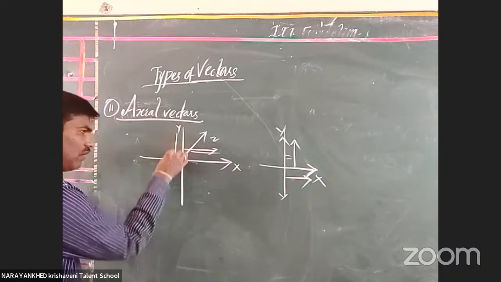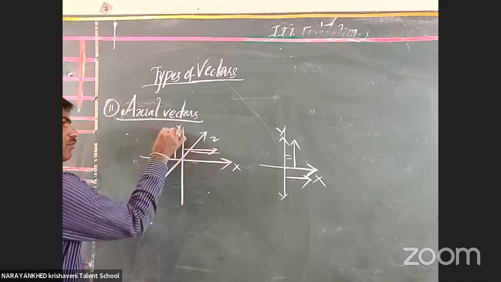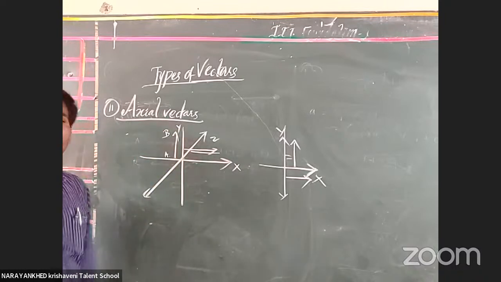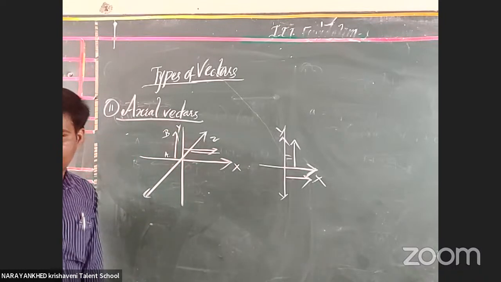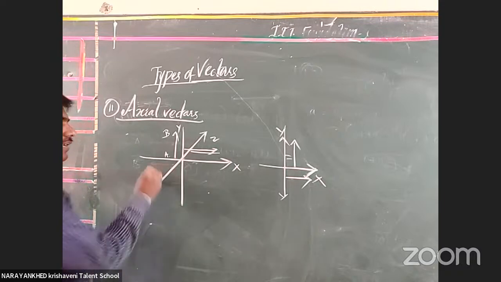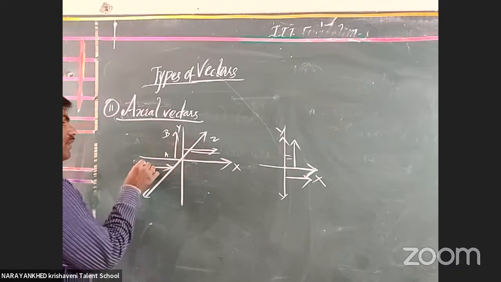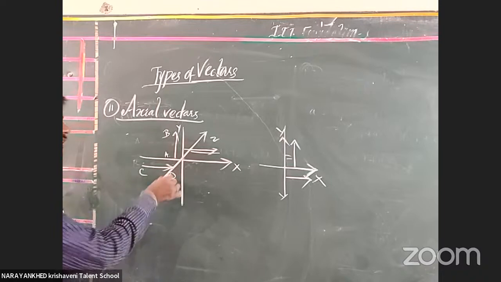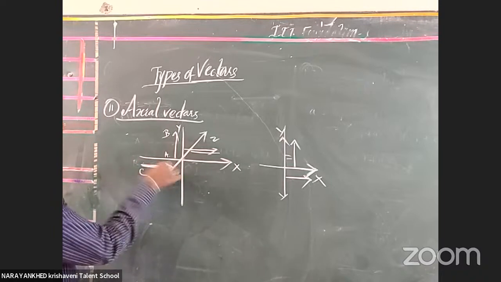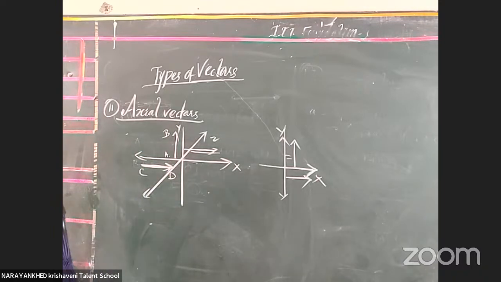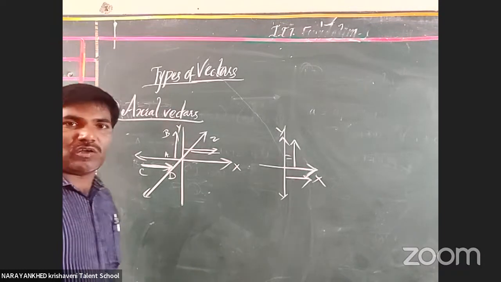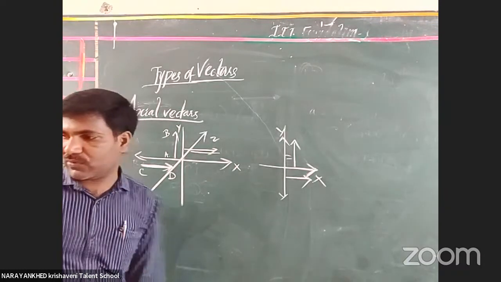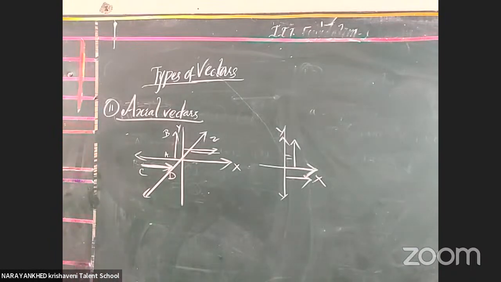Now suppose I write a vector AB. The vector AB is the axial vector of the y-axis. Now I write another vector like this, CD, at an angle. This vector is an axial vector along the x dash axis. Got it or not? This is all about axial vectors. This is one more type of vector.